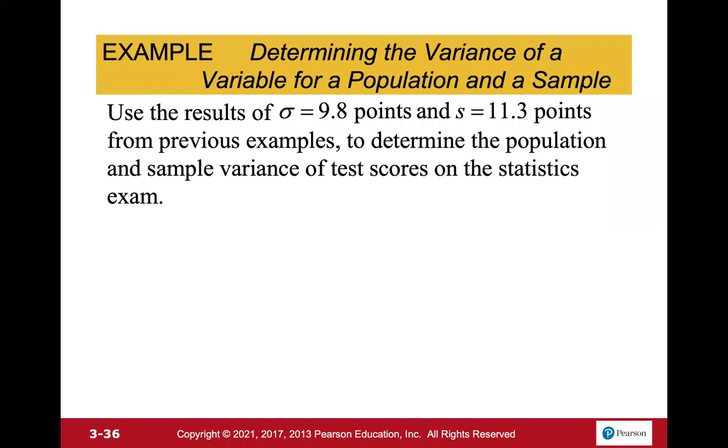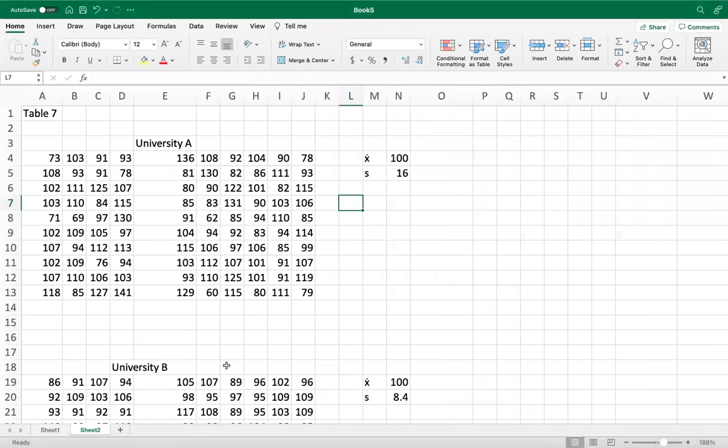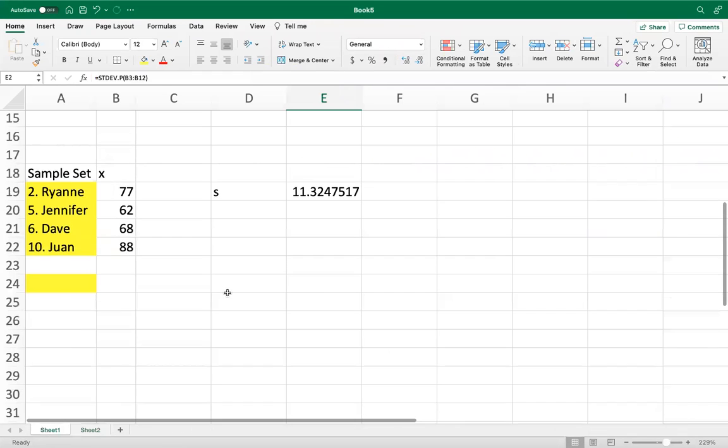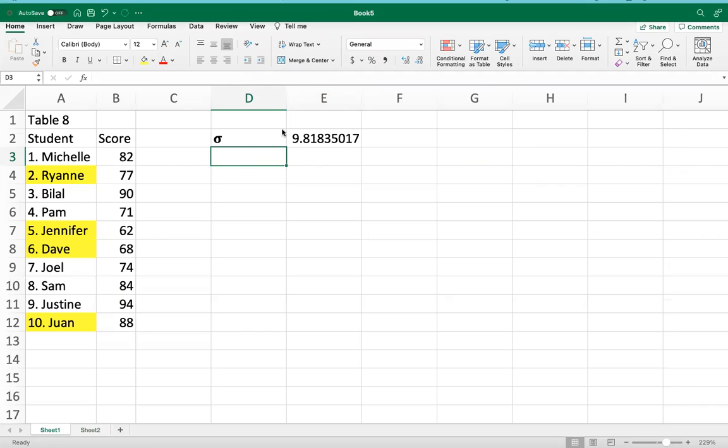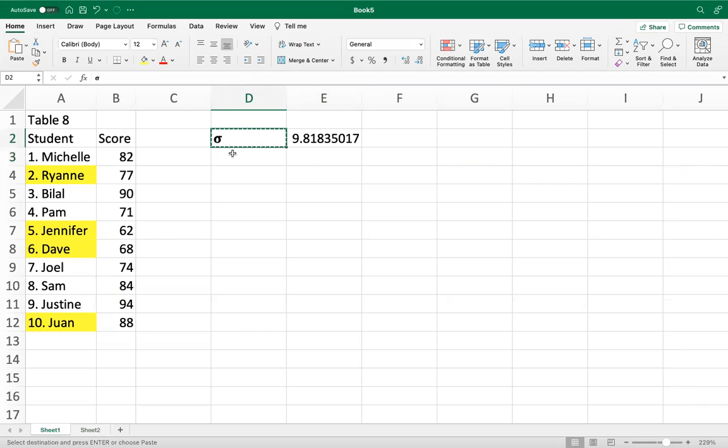Use the results from sigma equaling 9.8 points and S equaling 11.3 points from the previous example, determine the population and sample variance of the test scores. So now looking at those two, let's go back to this sheet over here and look at the difference here. So here we had our population standard deviation. So now there's two ways that we could get this value here. Just copy this. So here with variance, we could square that.